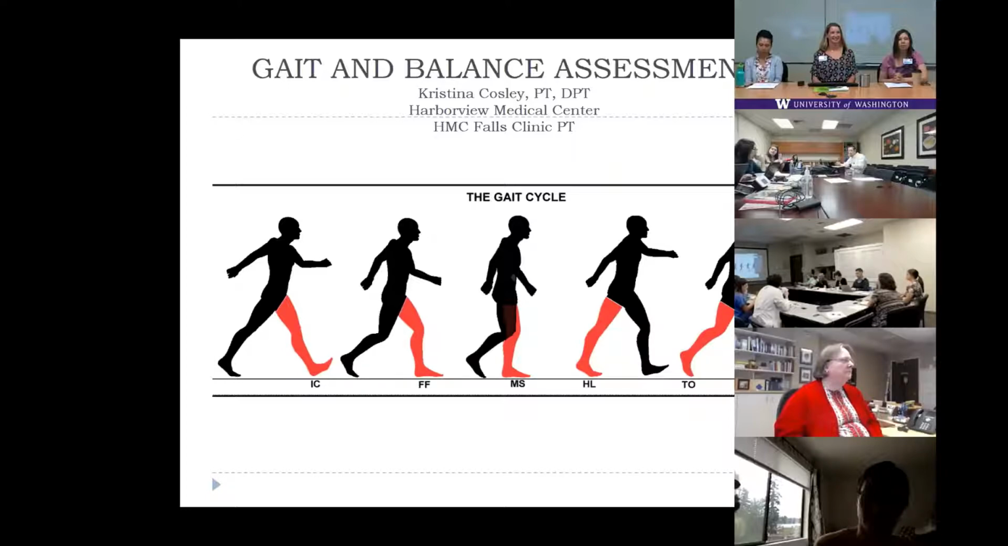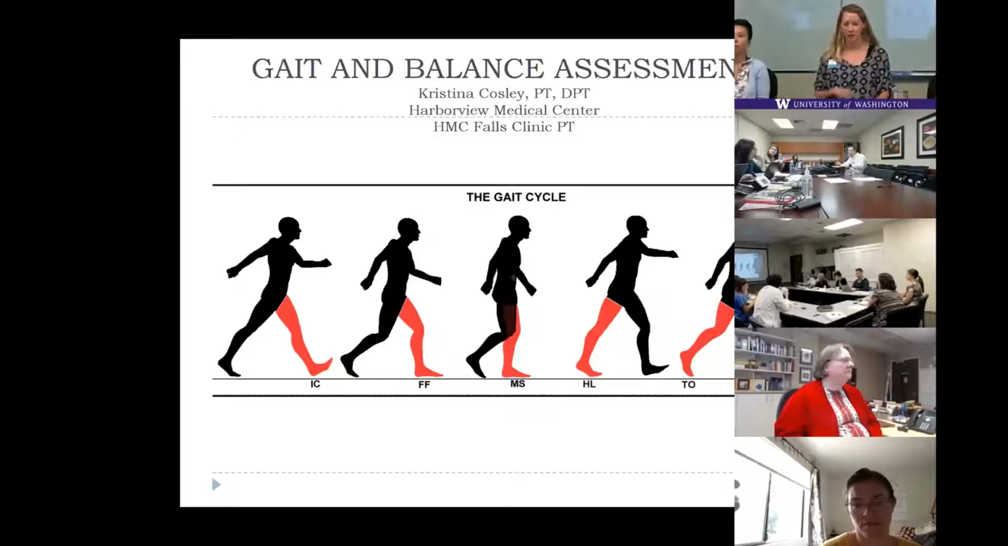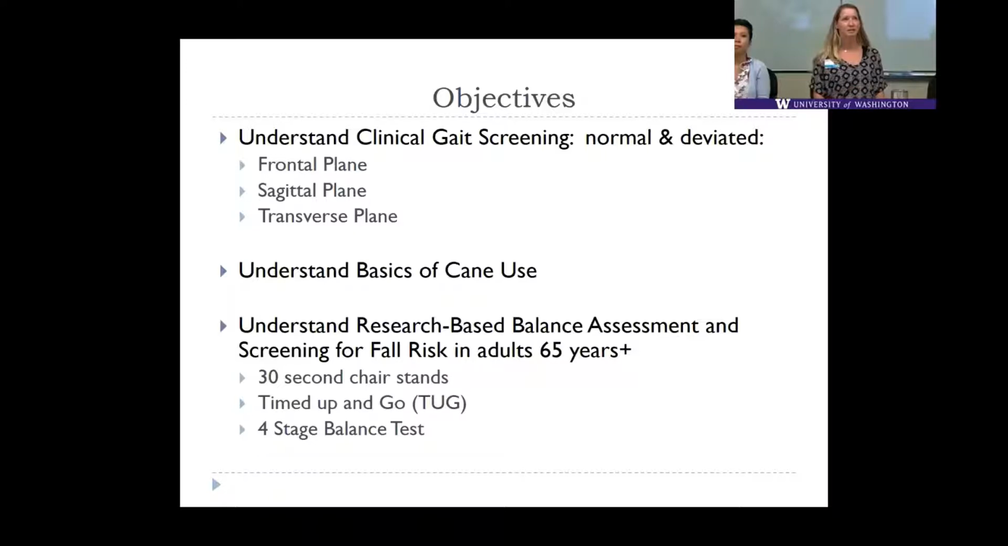I'm excited to share with you just a little bit about gait and balance. Gait can be tricky and there's a lot to it, but my goal is to be able to leave you with some ideas for what is normal gait and what might be deviations or when your patients might be having difficulty with gait. We'll also touch a little bit on just the basics of cane use and then finish up with the balance part, which will be related to fall risk screening in your patients that are 65 years and older, looking at what are the best subjective questions and objective tests to do to give you more info.